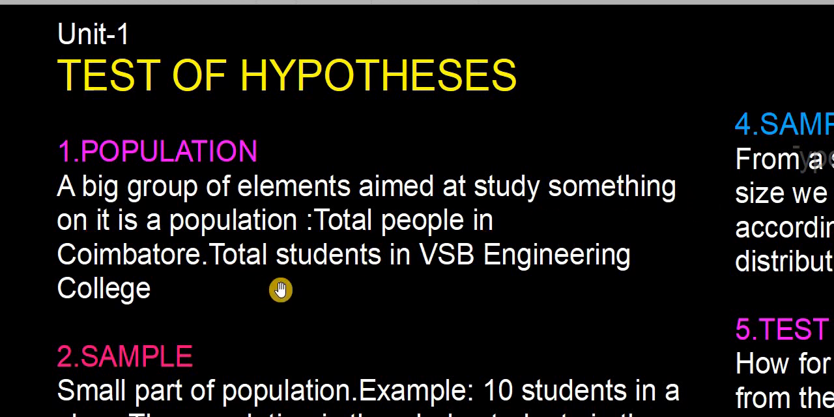Or otherwise total students in VSP Engineering College is a population. Suppose we are studying the percentage of students who got pass in mathematics. We are interested in that. Then the population would be all students in VSP Engineering College. So a population we call a big group of elements aimed at study something on it, some characteristic on that particular big group.